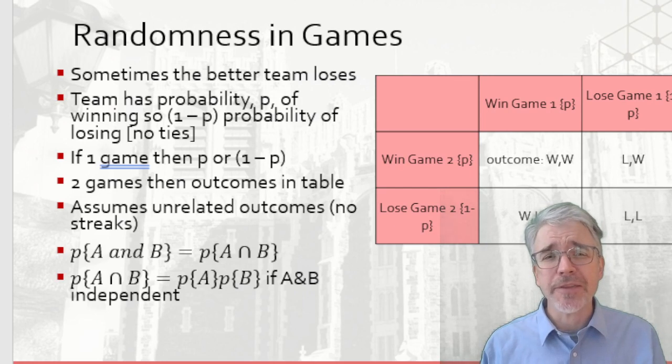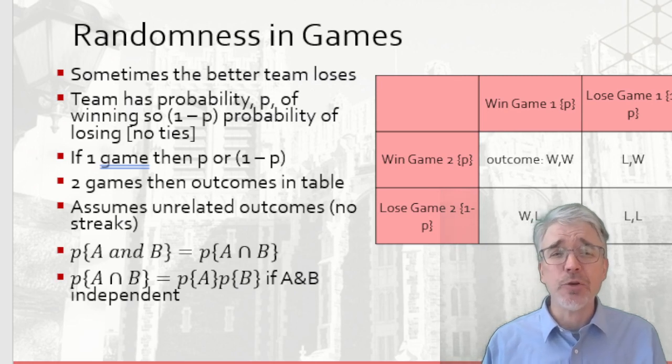So, all right, let's get a little formal and say a team has a probability P of winning, and so 1 minus P probability of losing. Keep it simple, we're going to assume for now there's no ties. We come back afterwards and make it more complicated, but that's enough to start.